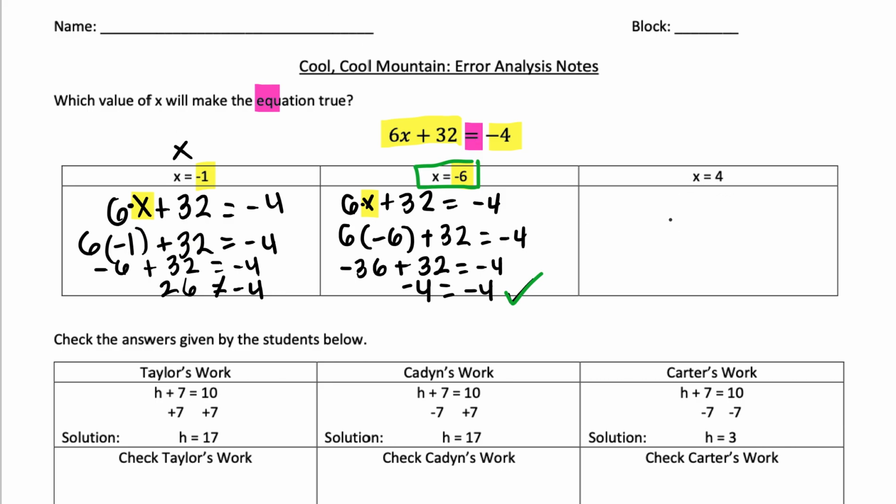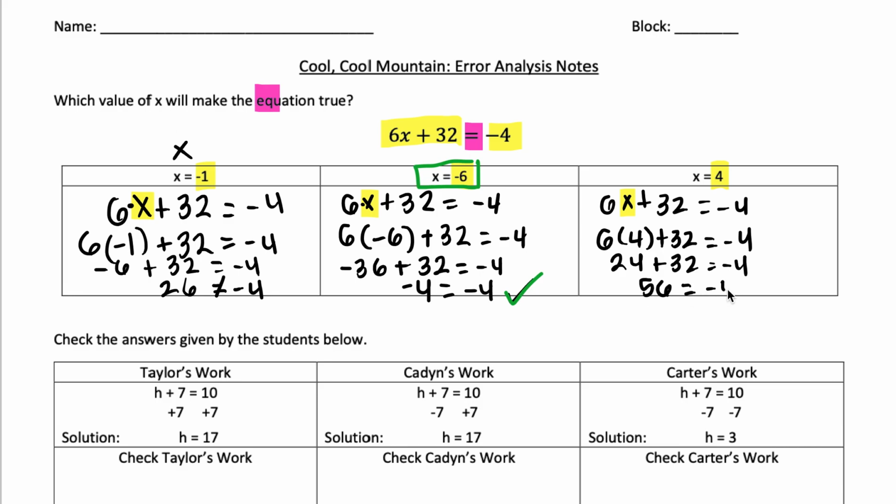Now to just double check this last one, I have 6x plus 32 should equal -4, and this time it's asking to see whether our x value could be 4. If I go ahead and plug this in, it would be 6 times 4 plus 32 should equal -4. When I add those together at the end here, I'm left with 56 equals -4. So that is an incorrect statement. 56 is not equal to -4. Just like earlier, we got 26 was not equal to -4. So both of those were not solutions to our equation, but x equals -6 is a solution to our equation.